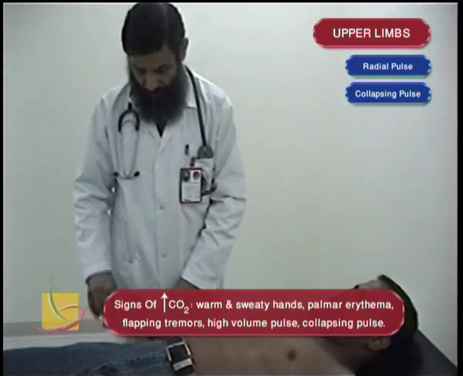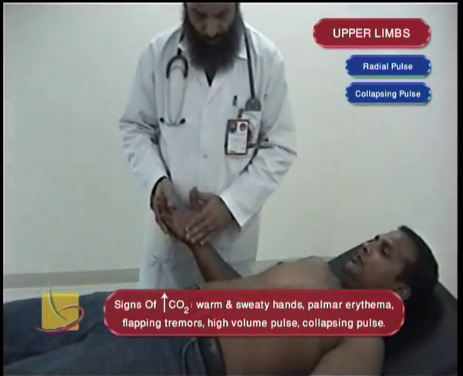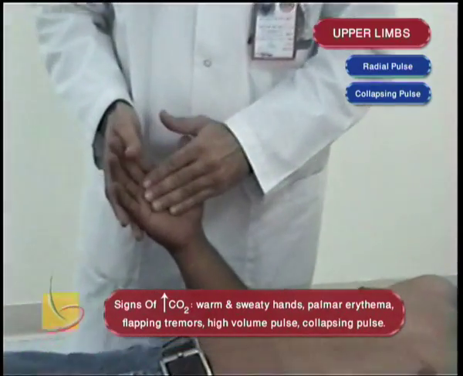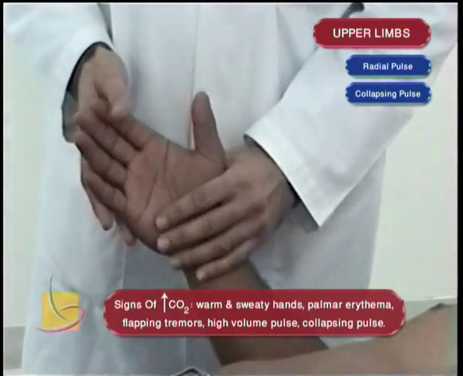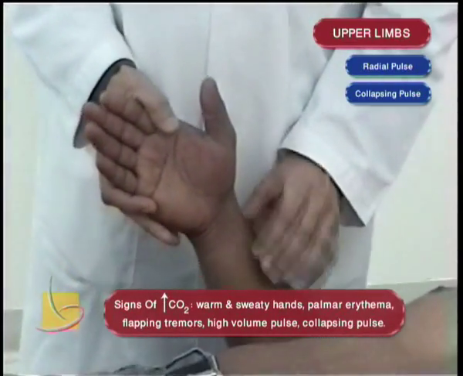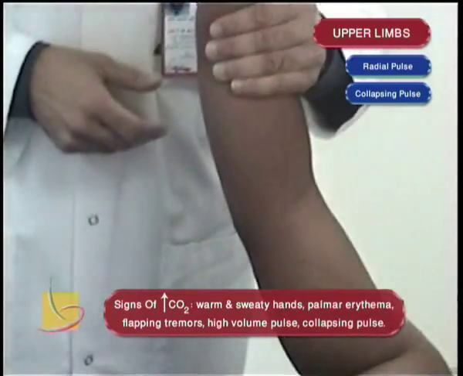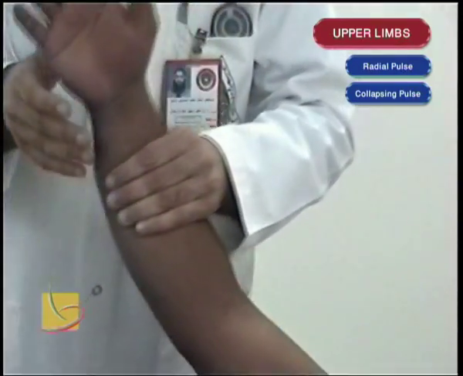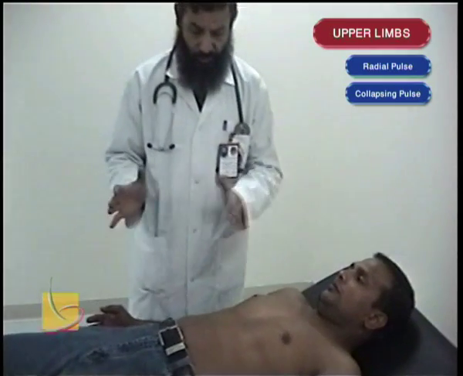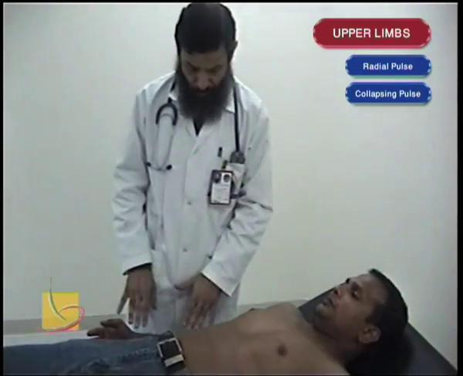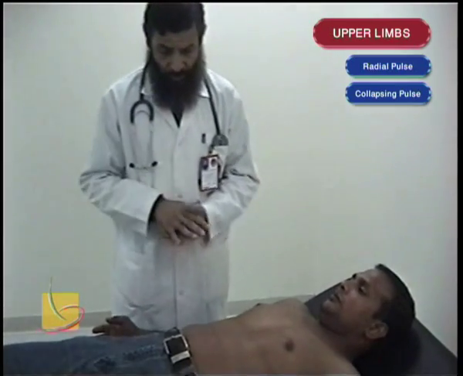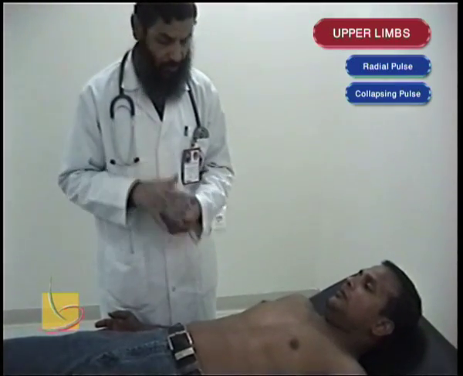So to summarize now, the signs for carbon dioxide retention or accumulation till now are warm hands and sweaty hands, palmar erythema, flapping tremors, high volume pulse, and collapsing pulse. Carbon dioxide retention is a cause of hyperdynamic circulation. In such a condition, you'll find the difference between systolic and diastolic more than the usual, the so-called high pulse pressure.